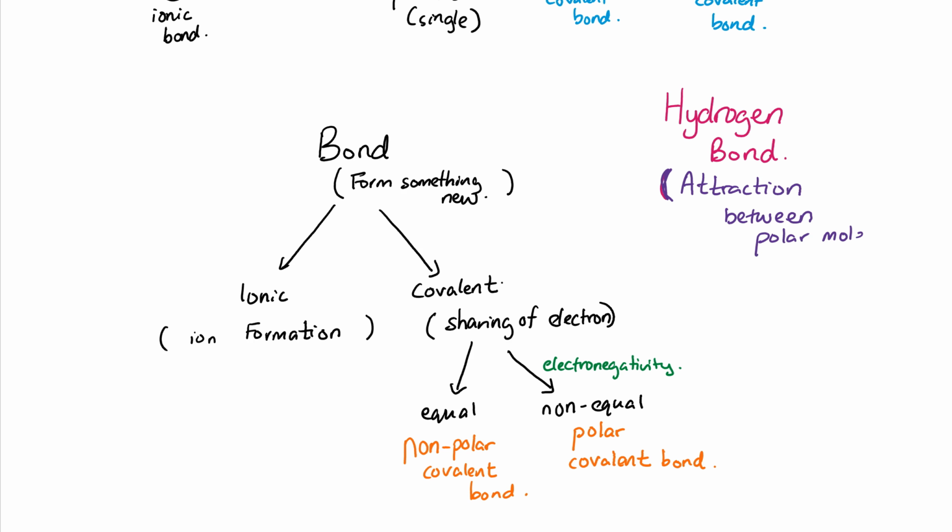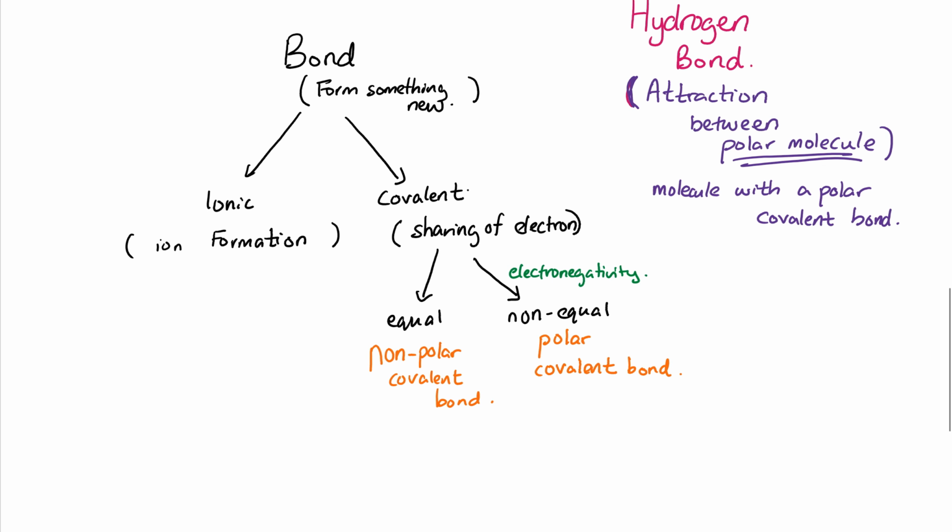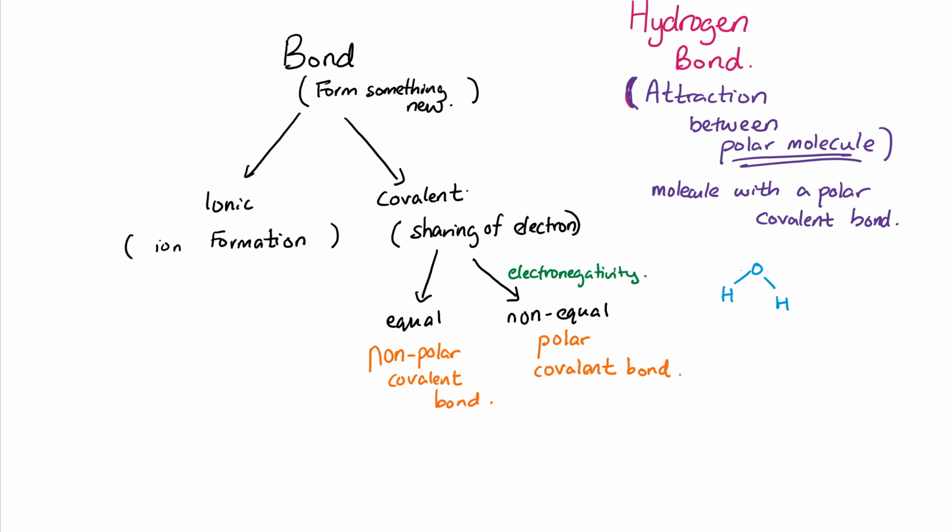So basically a molecule that has a polar covalent bond. A polar molecule is a molecule with a polar covalent bond. A classic example would be water. Because of the unequal sharing of electrons, the electrons are now very near to oxygen. So oxygen is now negatively charged while hydrogen is positively charged.